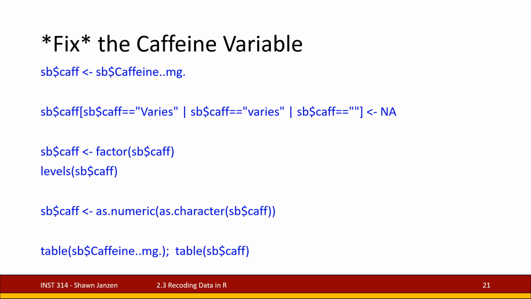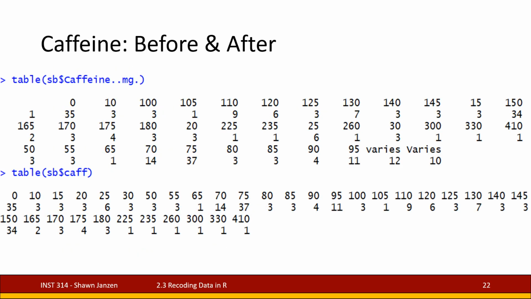And then what I went ahead and did is I double checked my work with a table of the original caffeine and a table of the recoded caffeine. I was not going to do a big bivariate table because there are so many values, it would be a huge output. So I'm just going to do a visual inspection of each table and see how it worked out.